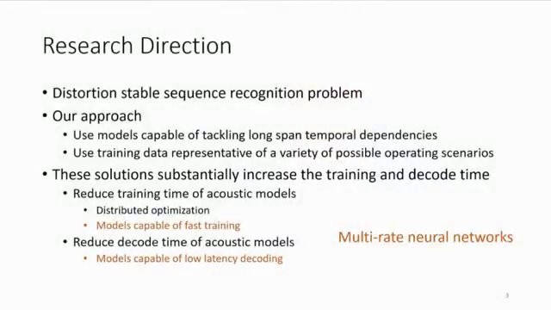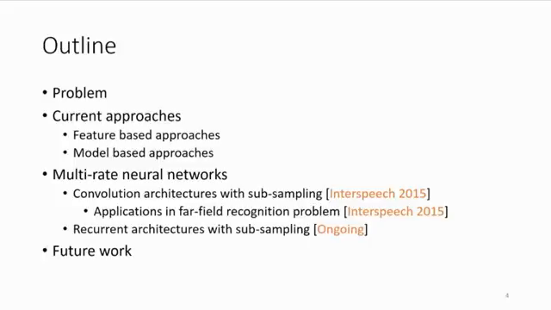In order to reduce the training time, there are several different techniques. One of them is to just use a distributed optimization algorithm. But it turns out that even with distributed optimization, if each of your instances can operate at a really fast speed, you do get significant speedups. That's the part I'm going to concentrate on. The models which are capable of fast training and really low latency decoding are our main research focus, and I'll try to convince you during the course of this talk that multi-rate neural networks are a really good solution for these problems.